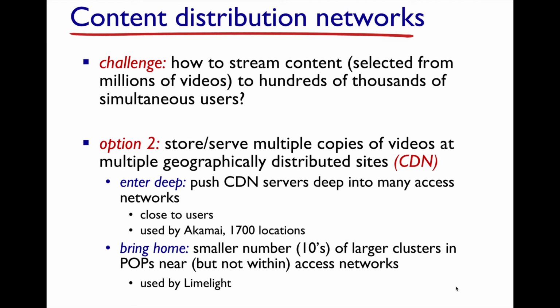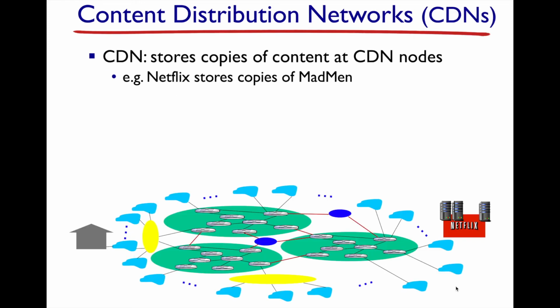Okay, so let's take a look at these CDN nodes. This is an example of Netflix. Let's say the movie Mad Men, which is no longer new anymore, but it's still out there. You can get it on Netflix.